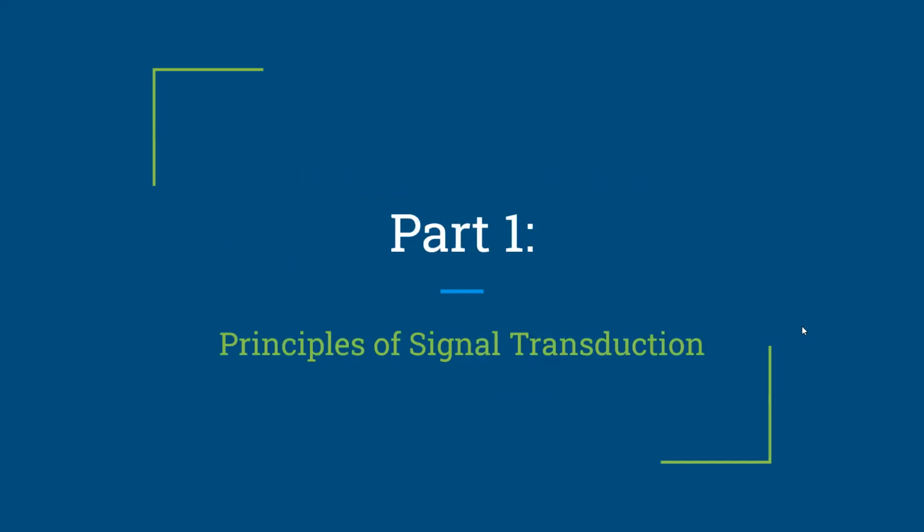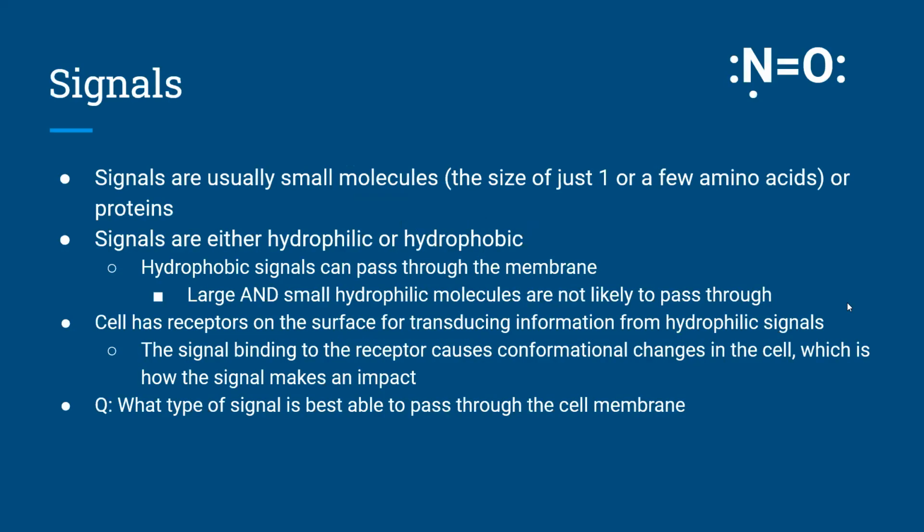Okay, so part one, we're going to go over the principles of signal transduction. This is covering the first half of the week of videos that Laura posted. Firstly, we have signals. Signals are usually small molecules. By small molecule, it's the size of one or just a few amino acids. I think glutamate by itself would count as a signal, or could.